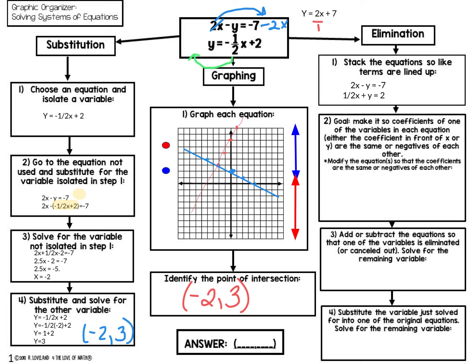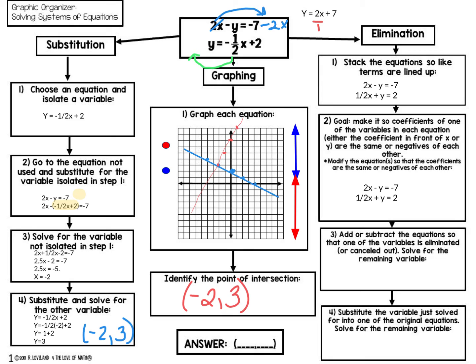The goal is to make it so the coefficients of one of the variables in each equation, the coefficient being the number in front of the x or the number in front of the y, are the same or negatives of each other. So they want to be opposites of each other. Looking at these two equations, I already notice that I have a -1 in front of this y and a +1 in front of this y. So when I combine these two equations, the y's cancel out. You want to cancel out a variable because you can't solve it if there are two variables. So you have to first cancel one of them out.